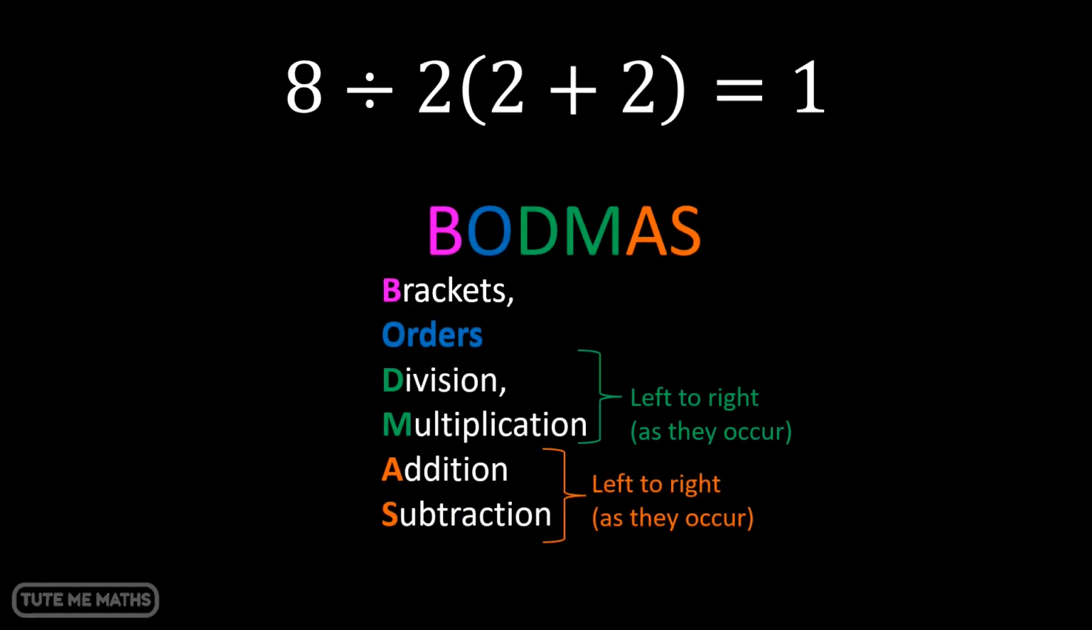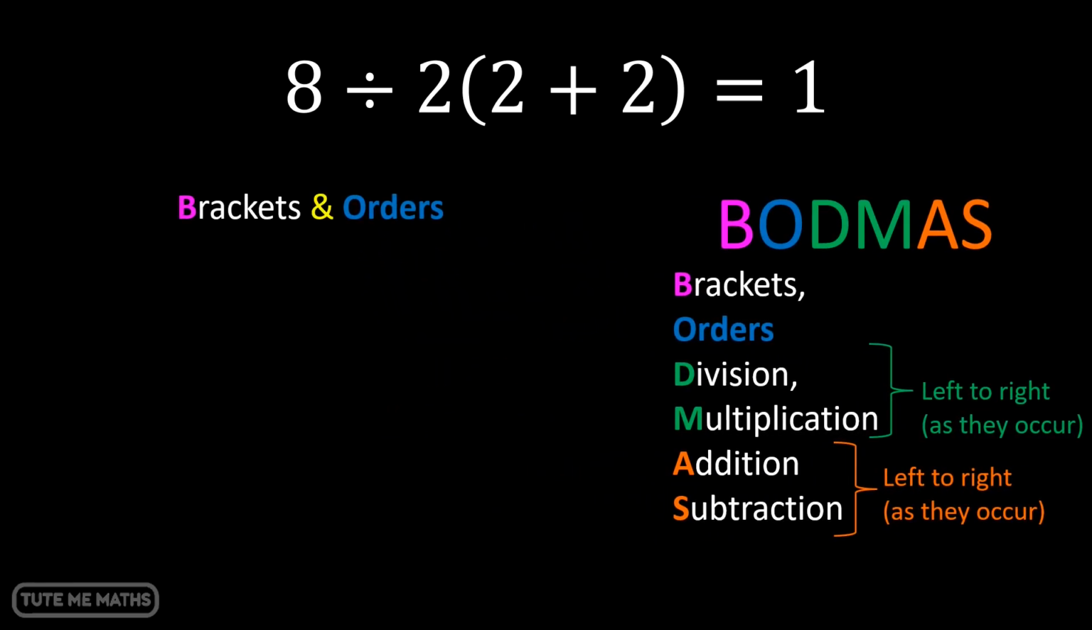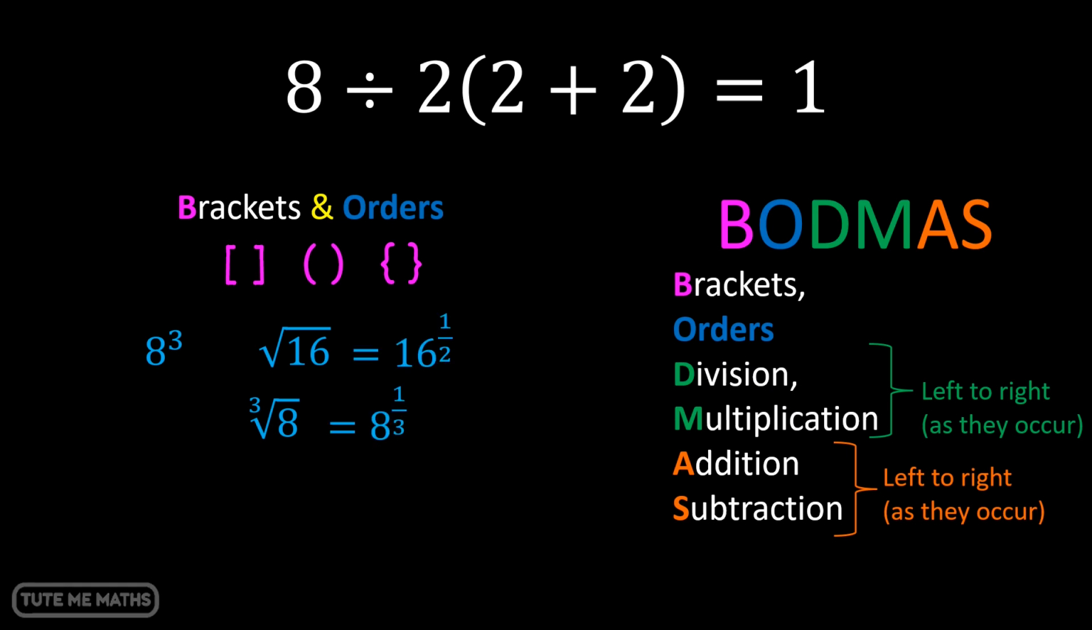These special notations form part of our first two steps in the order of operations. It's not just brackets and powers that form groupings and orders. Square roots, cube roots, and so on are also orders, and in fact they can be expressed as powers. But why and how is the subject for another video.